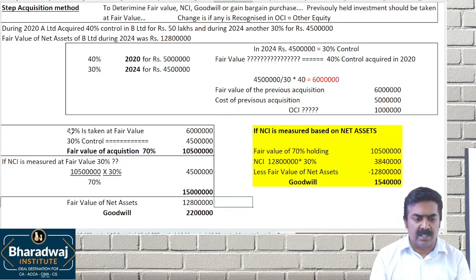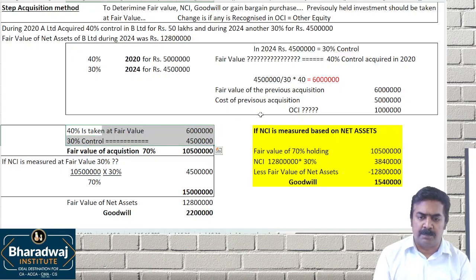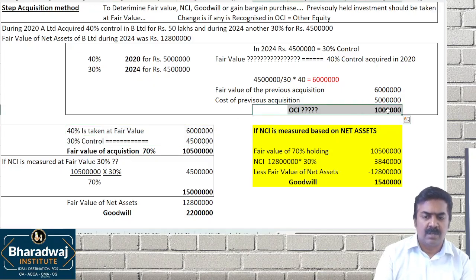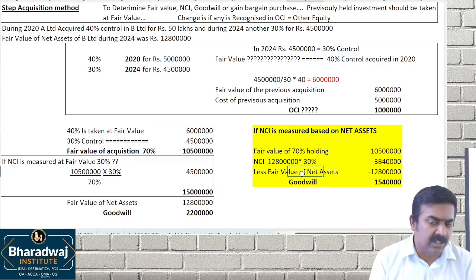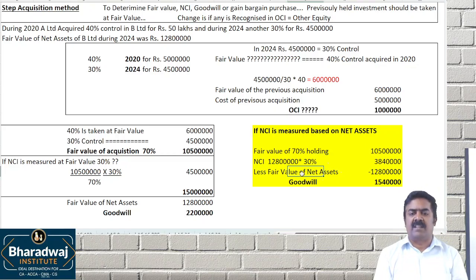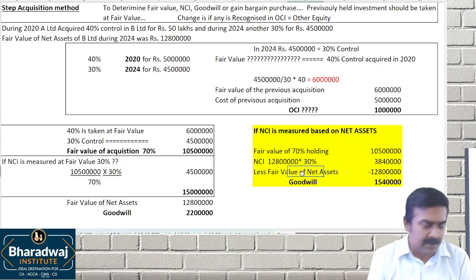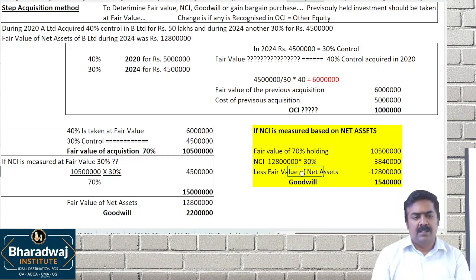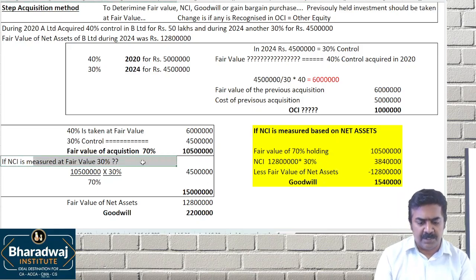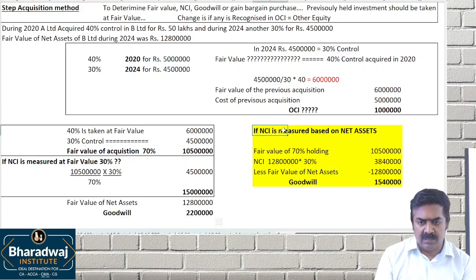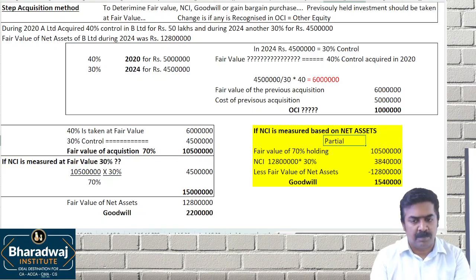So wherever there is an additional acquisition, ensure that the previous valuation is also at fair value, and the difference between the amount invested and the fair value is recognized as expense or income in OCI. Then if NCI is measured at fair value, goodwill will be 22 lakhs. If it is based on net assets, it is called partial goodwill.